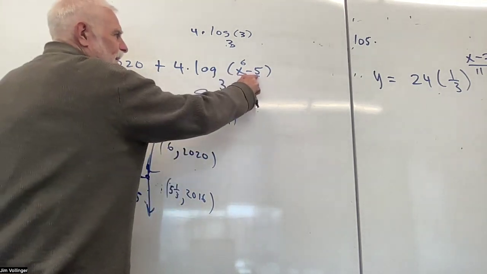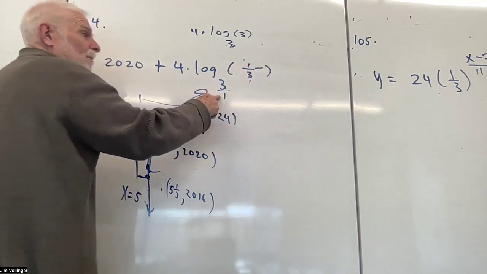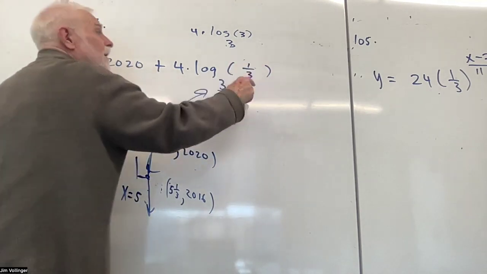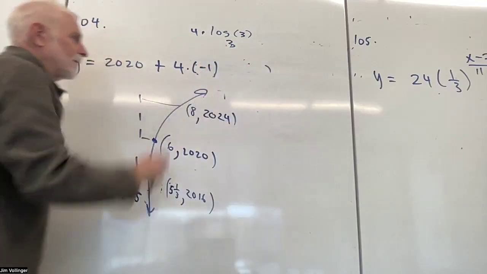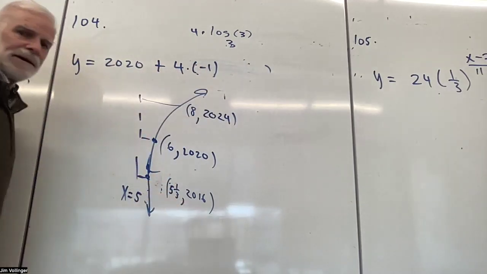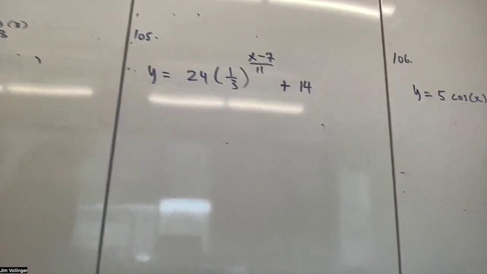5 1/3 should be very friendly. What's 5 1/3 minus 5? 1/3. What exponent puts on top of 3 to get 1/3? -1. 4 times negative. Oh, yes, I'm going down 4 from 2020. We've got patterns here. Keep your eyes open for them.